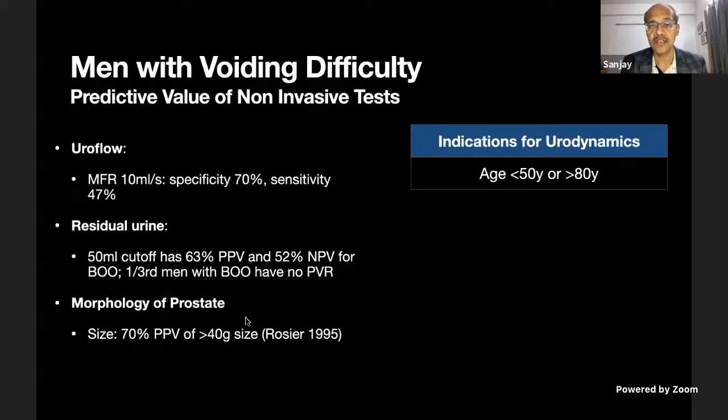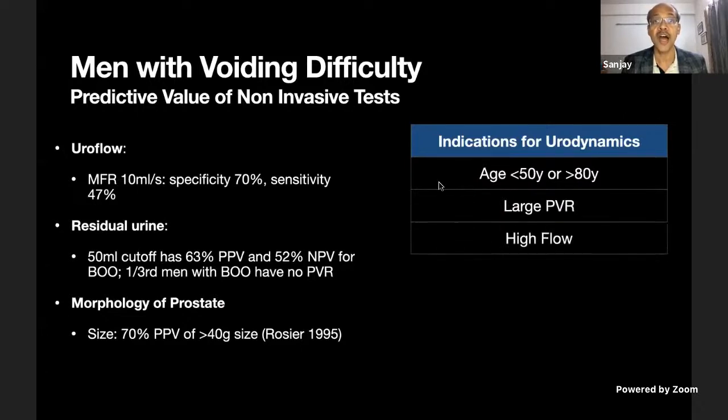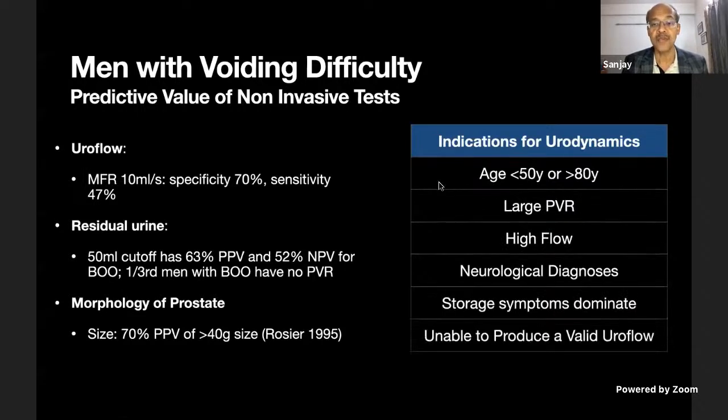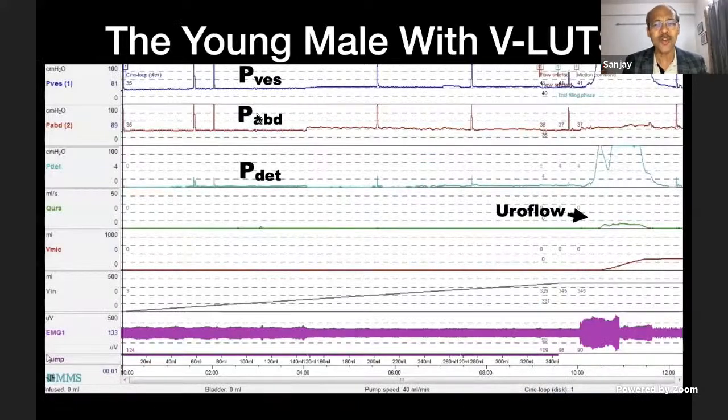This is not an exhaustive list, but essentially patients who are young or patients who are in the geriatric age group, patients with very large residual urine, patients who have a high flow but still complain of voiding difficulty, patients who have an underlying neurological diagnosis, storage symptoms dominant, or not able to produce a valid uroflow with adequate volume. Such patients should have a urodynamics prior to surgery for the bladder outlet. Let's look at this young man.